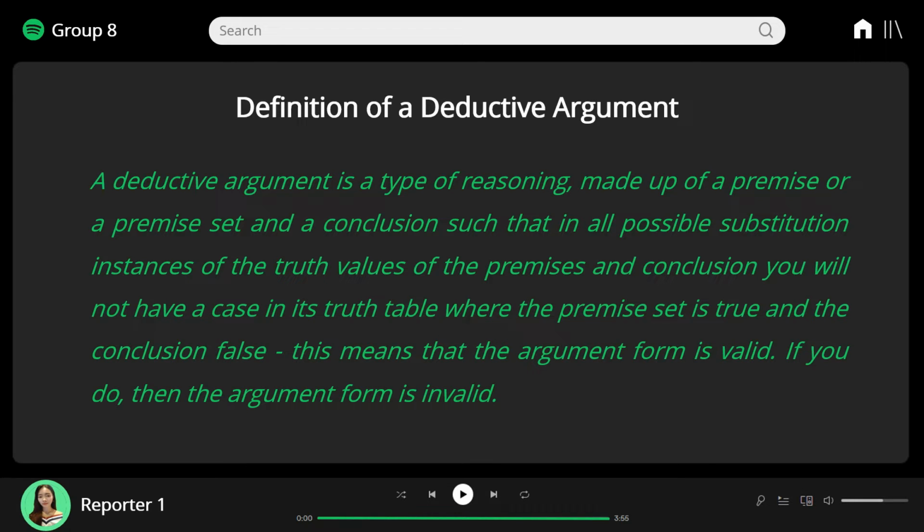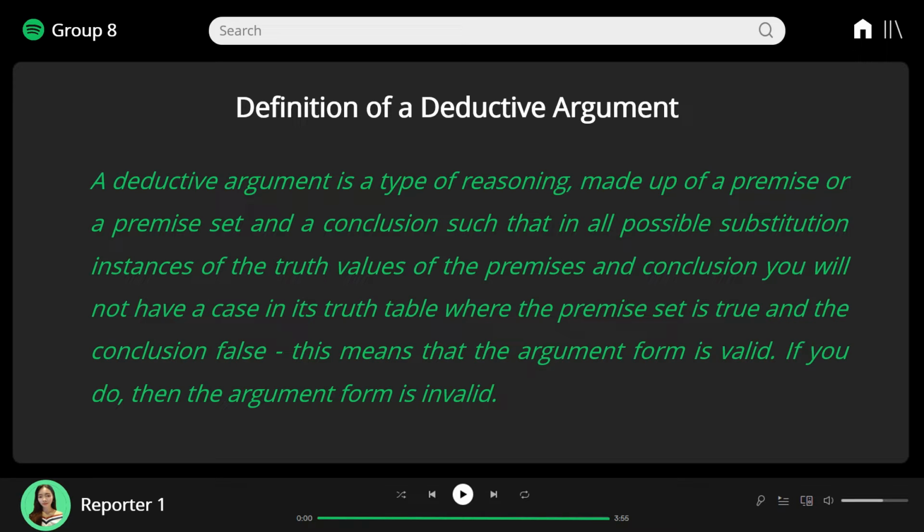To give points on the statement in the presentation, this means that if the premise or premises is true and the conclusion is false, the argument form is invalid. It was also said that in all other possible combinations of truth values of the premise set and the conclusion, the argument form is valid. So if the premise set is false, the conclusion can be either true or false, and the argument form remains valid. And if the conclusion is true, the premise set can be either true or false, and the argument form remains valid. To be an invalid argument, the premise set must be true and the conclusion must be false.